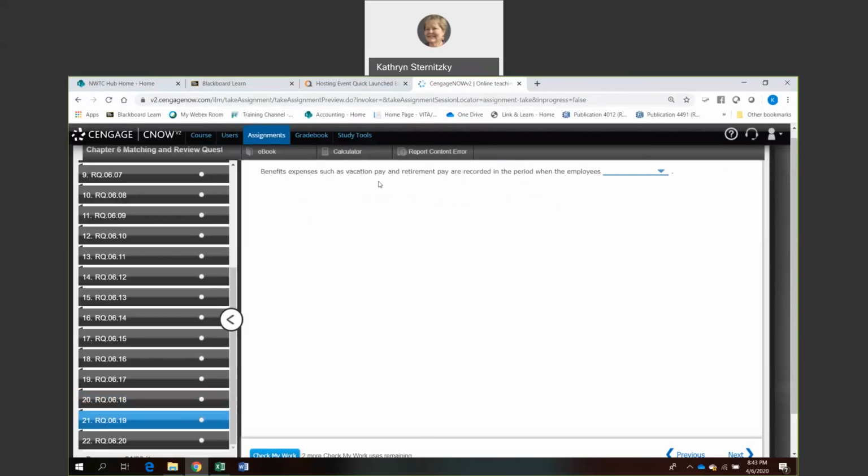Benefits such as vacation pay and retirement pay are recorded in the period in which the employees earn them. And finally, the payroll-related expenses an employer may incur because of employees include pension benefits, vacation benefits, wages, salaries, payroll taxes, workers' compensation, insurance. So it's all of the above. All right. So if you have any questions, please email me, and thank you for your attention.